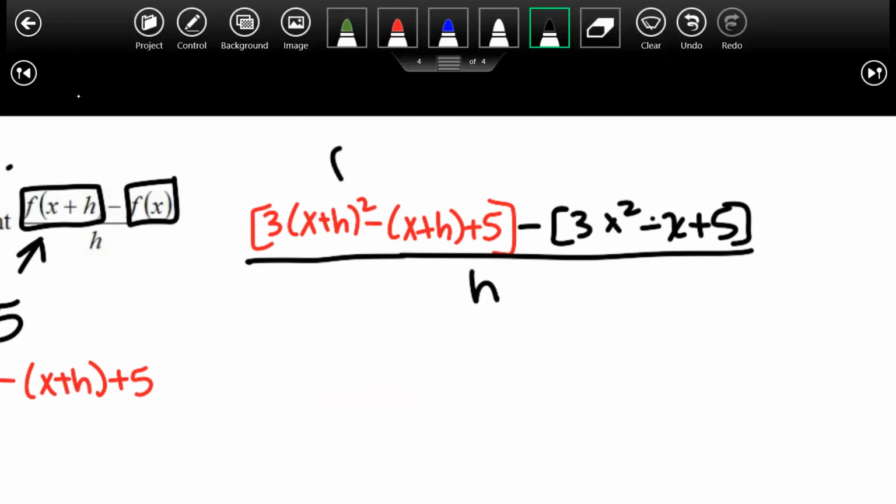This is f of x plus h minus f of x. So all I'm doing is I'm substituting those values in. Now, it's not easy just for us to leave it like that. We got to be able to expand it and reduce down everything we can. It's not that difficult to do that.